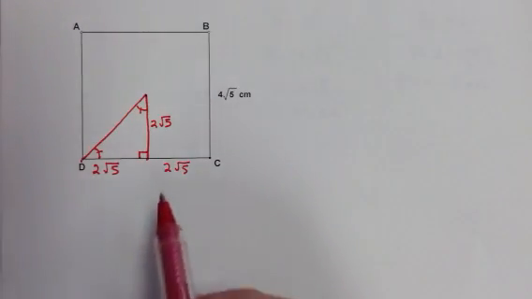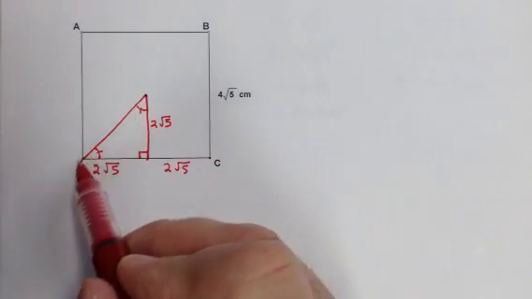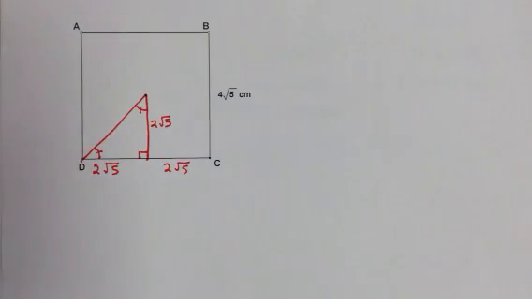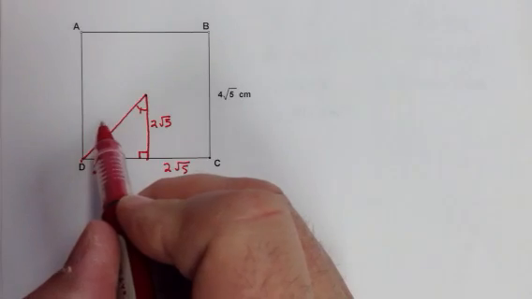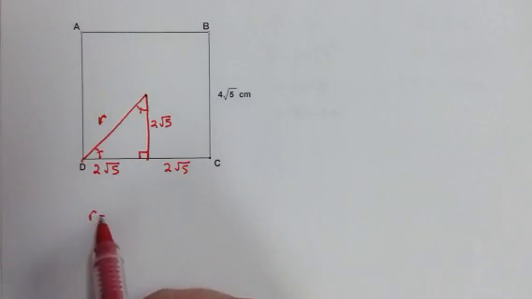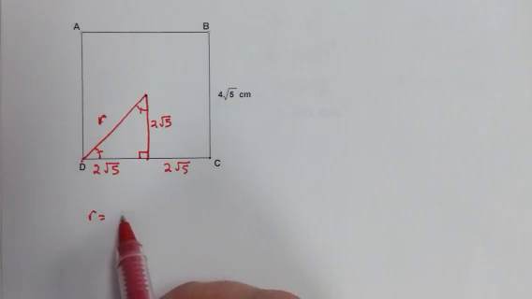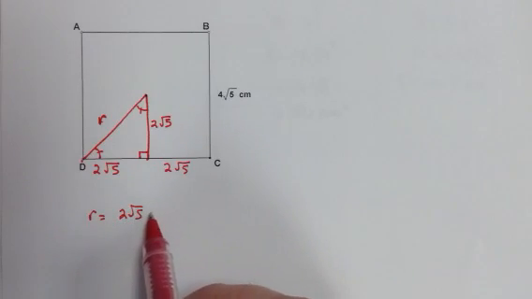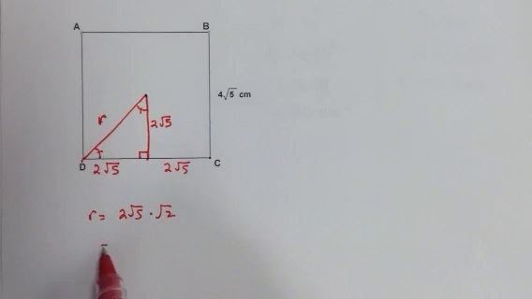If I wanted to know what the length of the radius was, I would treat it like I would any 45, 45, 90. So R would be 2 radical 5 times radical 2, which is 2 radical 10.